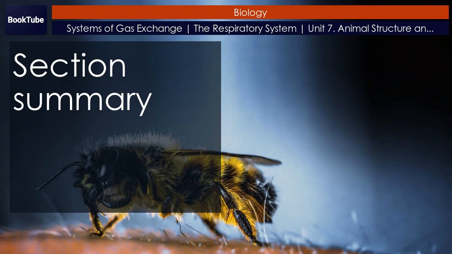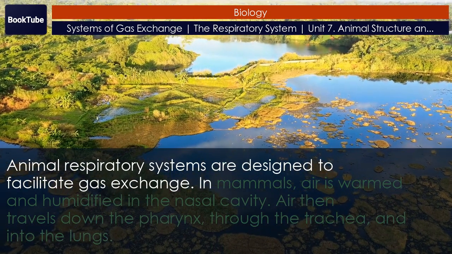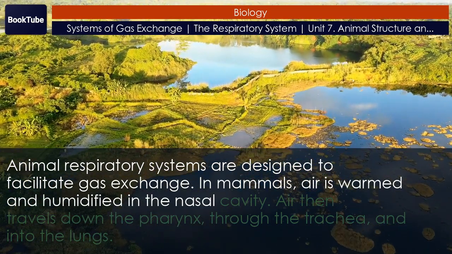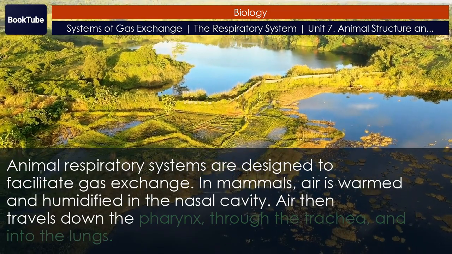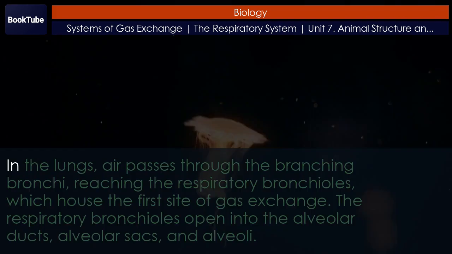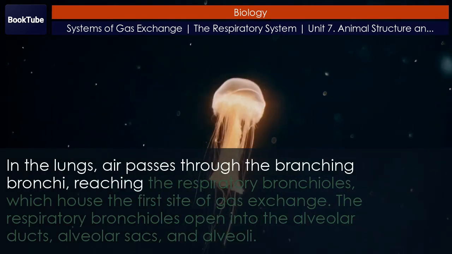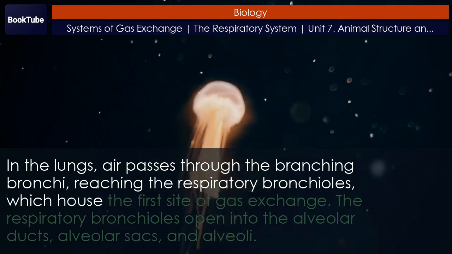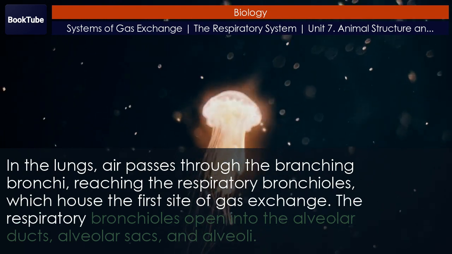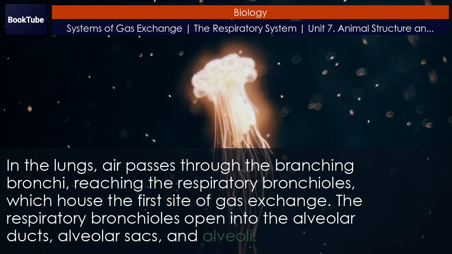Section summary. Animal respiratory systems are designed to facilitate gas exchange. In mammals, air is warmed and humidified in the nasal cavity. Air then travels down the pharynx, through the trachea, and into the lungs. In the lungs, air passes through the branching bronchi, reaching the respiratory bronchioles, which house the first site of gas exchange. The respiratory bronchioles open into the alveolar ducts, alveolar sacs, and alveoli.